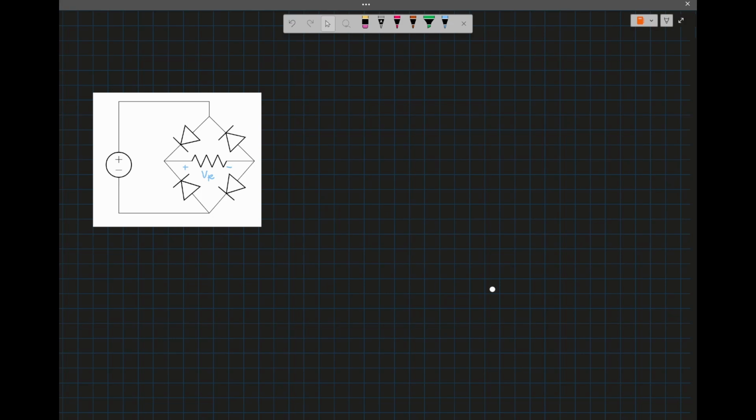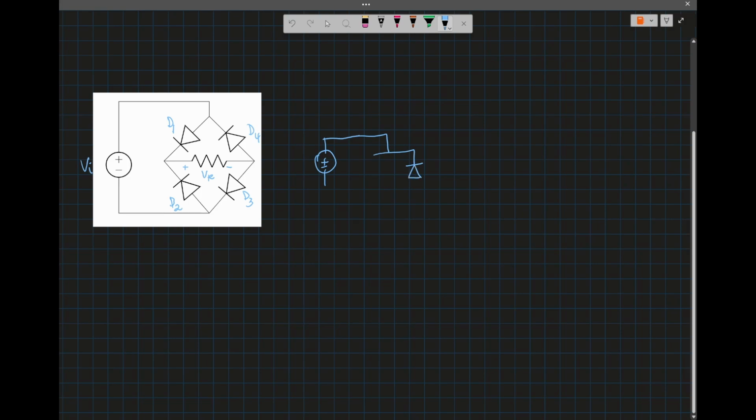In this video, we are going to solve this bridge network where we have a sine wave, which is the input Vi, and let's say this is D1, D2, D3, and D4, which are diodes 1, 2, 3, 4. You might see the network drawn like this, equivalent.